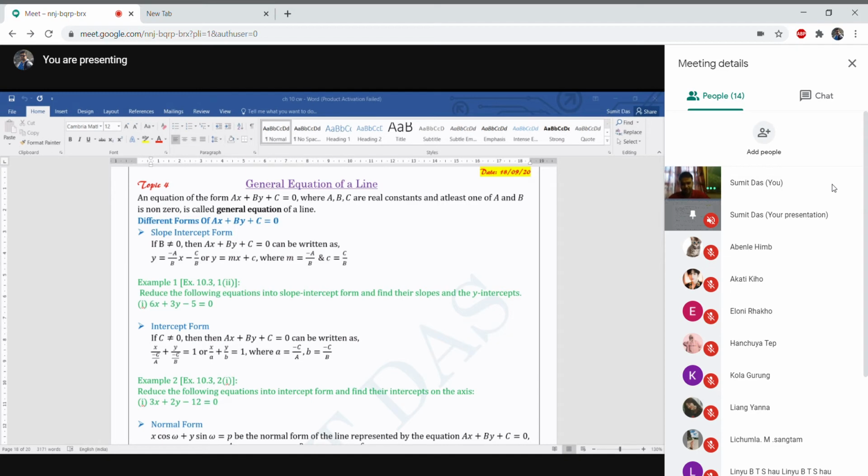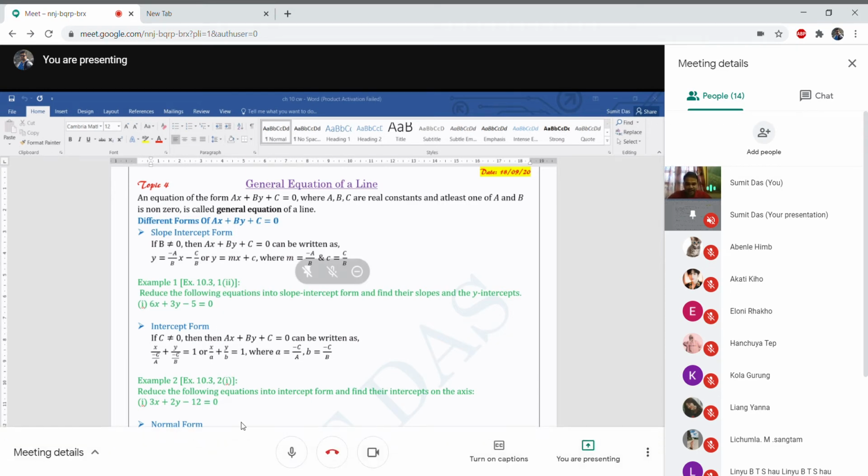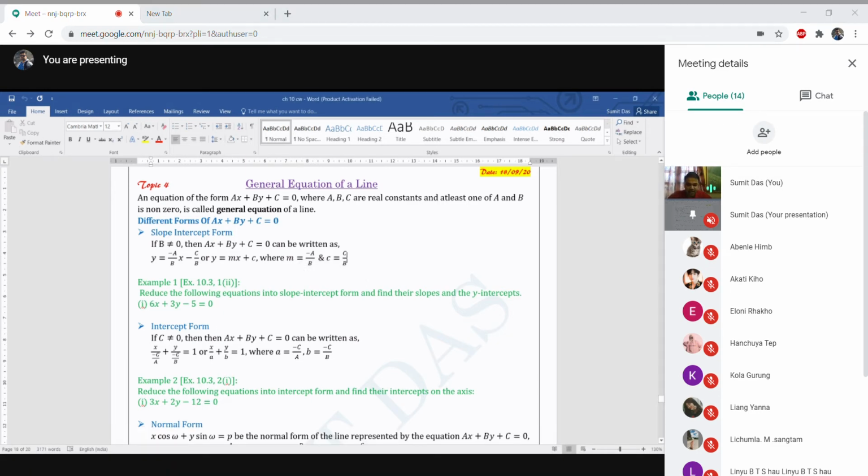So you can see any straight line can be represented in a linear equation form. Any linear equation, as I told before also, means what? When the power of the variable is 1. So you can see the x and y variable power is 1. So for any kind of linear equation, that is an equation of a straight line.